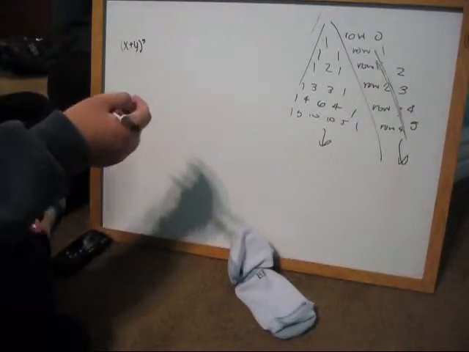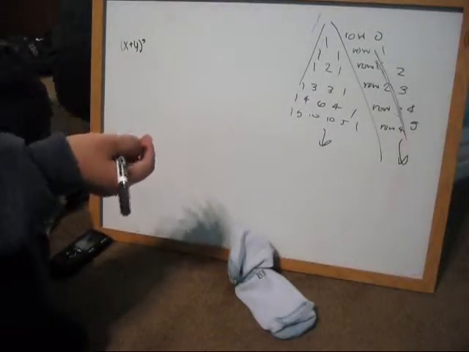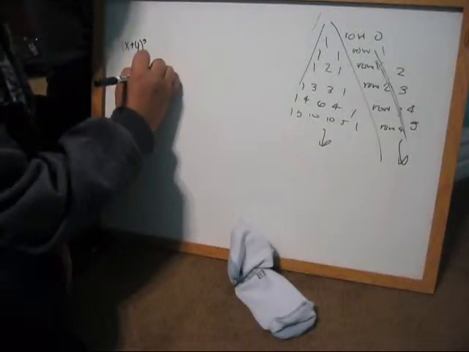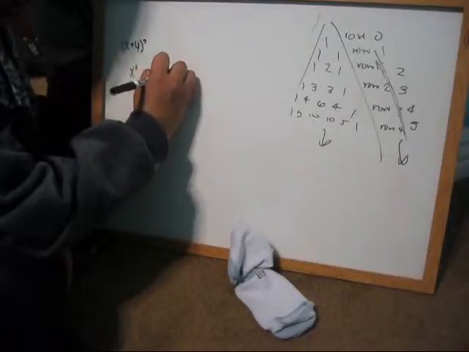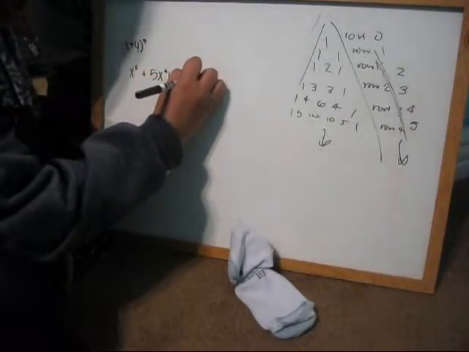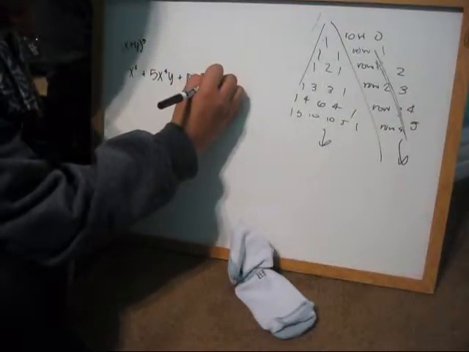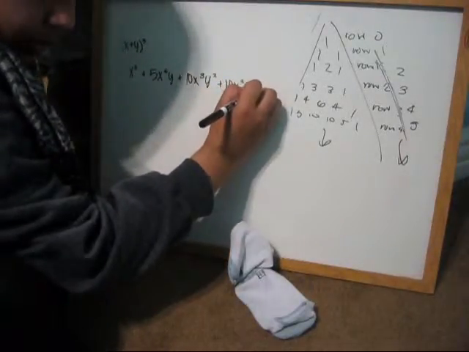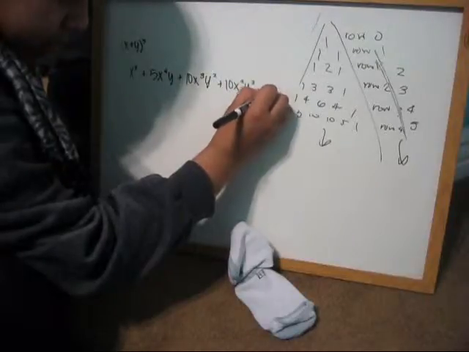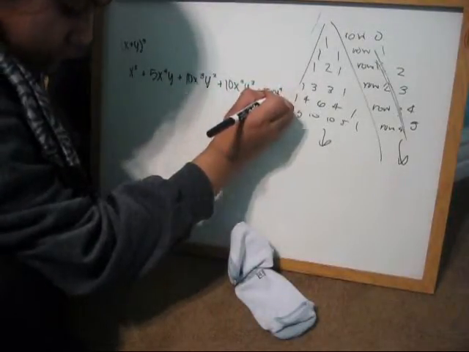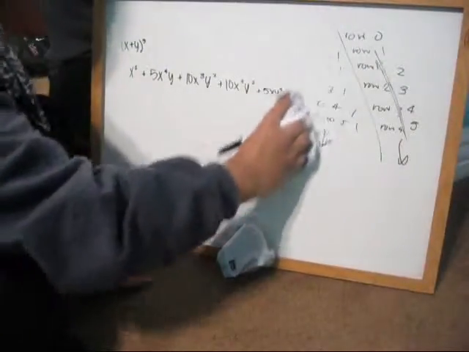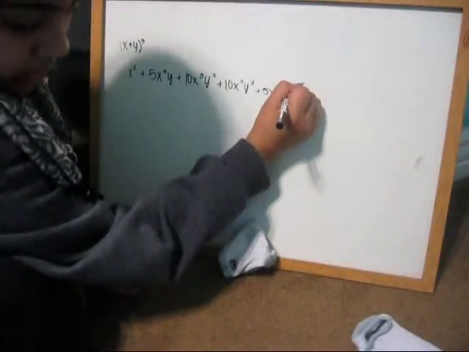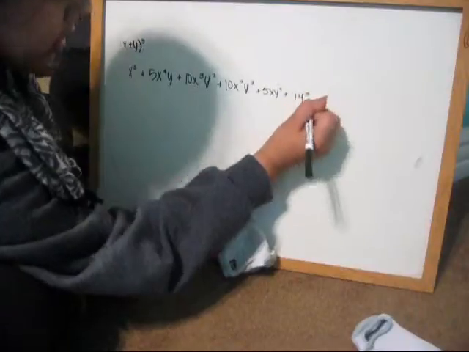And so now you just clicked play, and the answer is x to the 5th plus 5x to the 4th y plus 10x cubed y squared plus 10x squared y cubed plus 5xy to the 4th plus 1y to the 5th.